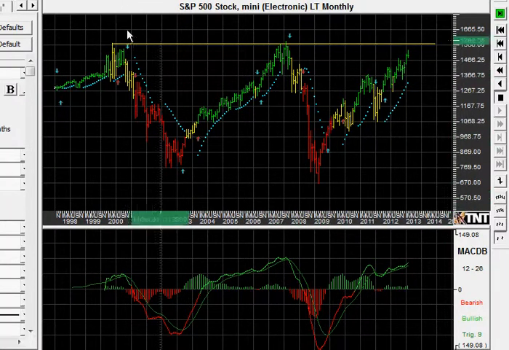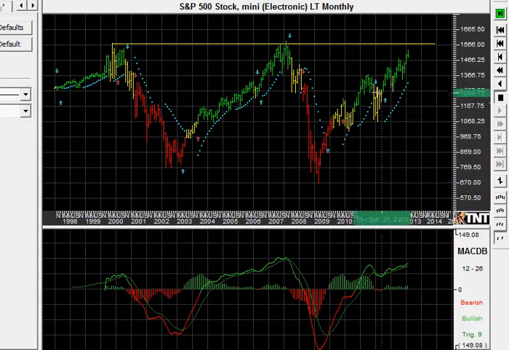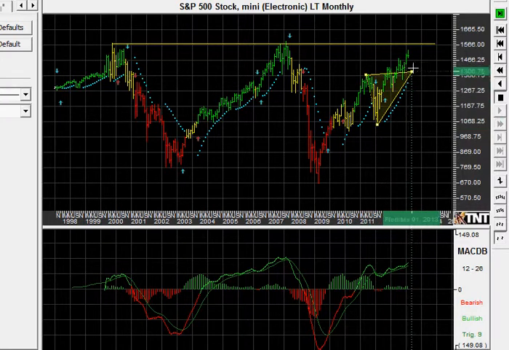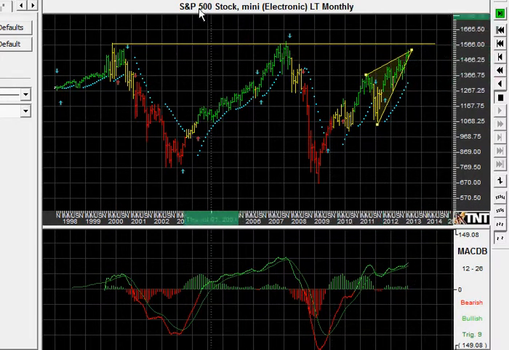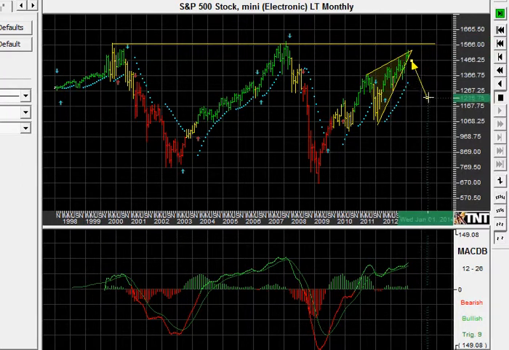Now, this is kind of a rising wedge type pattern that it looks to be forming, and that can be a very bearish pattern if it breaks down through there. Usually it's a strong break. So this looks like it's forming a rising wedge here, and it's going to run into resistance. So that's a very, very bearish picture for the monthly chart on the S&P.